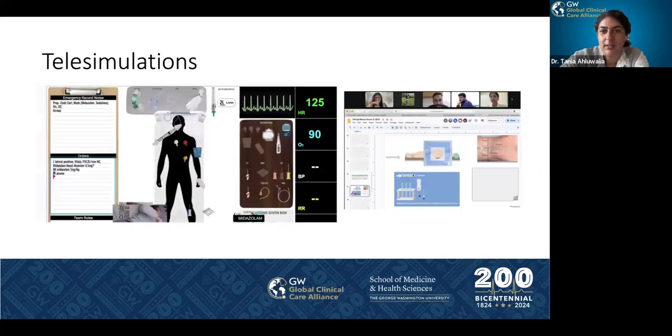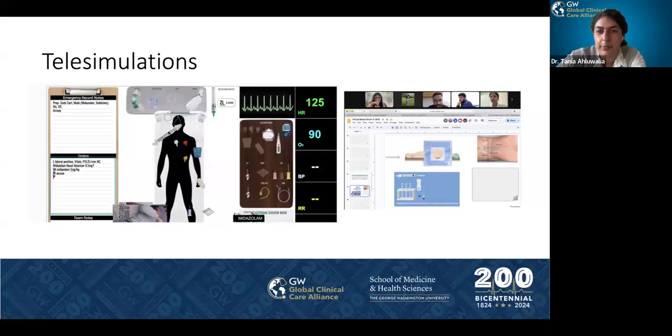Next slide, please. With telesimulations, we leverage technology to overcome geographic barriers, bringing high-quality education to regions that need it most. This is an example of the virtual resuscitation room, where we've created cases to meet the needs of our learners, including procedural skills training. The image on the left shows a virtual resuscitation room with the patient, orders, monitor, and supplies. And the second image on the right is the residents practicing a lumbar puncture procedure.